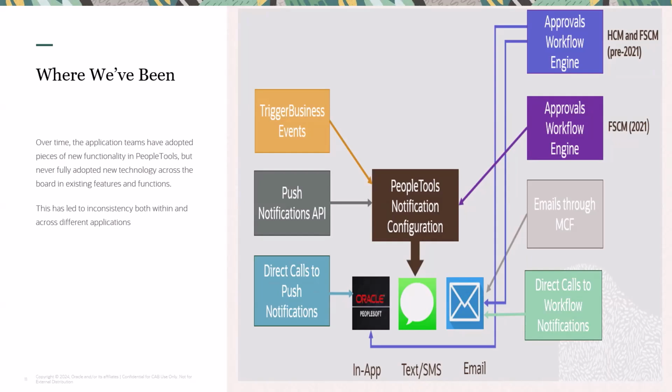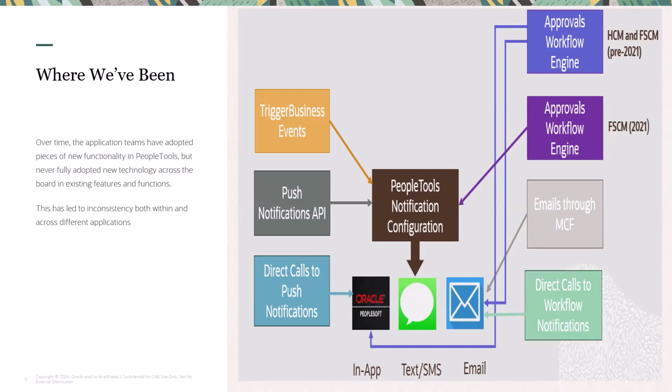And this assumes an 8.58 level, because in 8.58 trigger business events had the ability to go through PeopleTools notification configuration. So this doesn't go all the way back and show you everything, but this is from 8.58 onwards. This is what the picture looks like today, prior to Notification Composer. So some things go through PeopleTools notification configuration. Some things issue in-app notifications directly, text messages directly, email directly. It's all over the place.